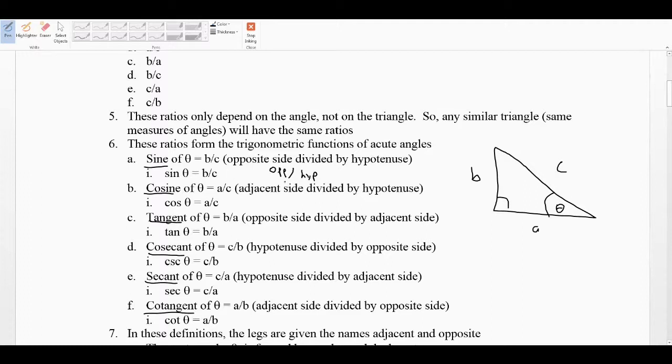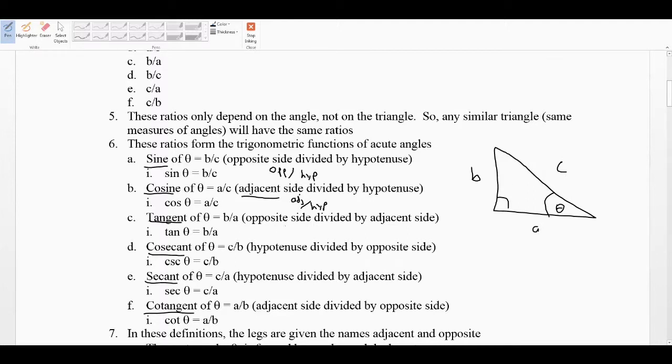Well, cosine is the adjacent over the hypotenuse. So look at theta, the side that's adjacent to it that's not the hypotenuse is side A. So adjacent over the hypotenuse is A over C.